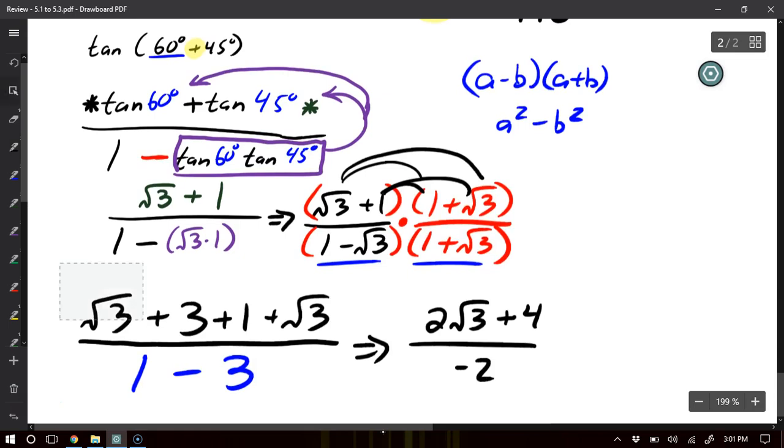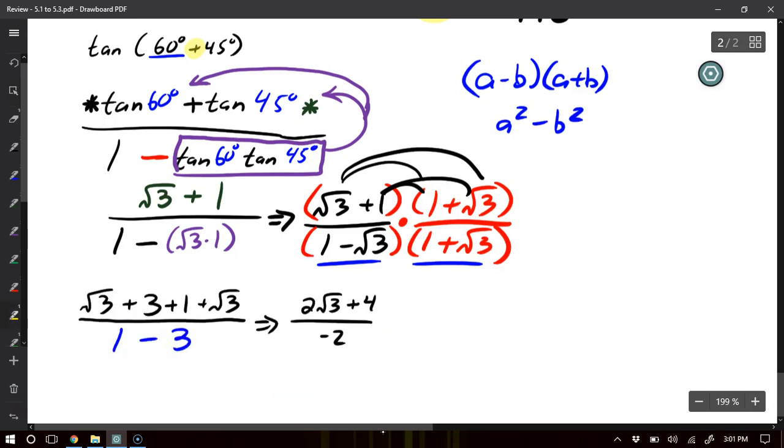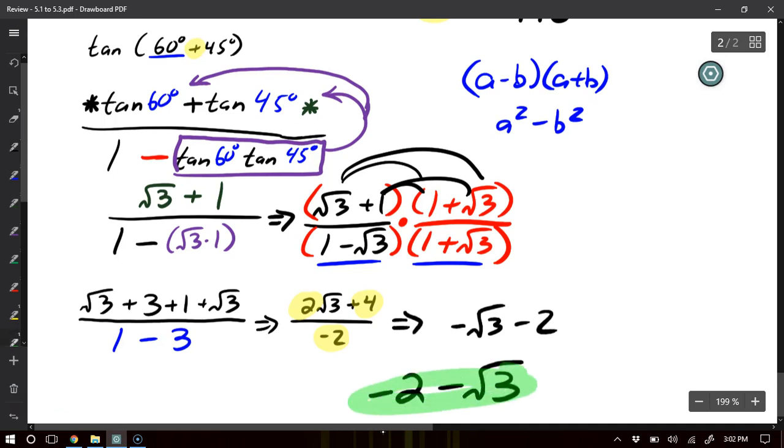I notice here that my coefficients all are even with the bottom. I can divide everything by a negative 2. So in this case, I am going to get a negative square root of 3 minus 2. I believe on my answer key, I like to write the radicals next. So I have it written as negative 2 minus square root of 3.